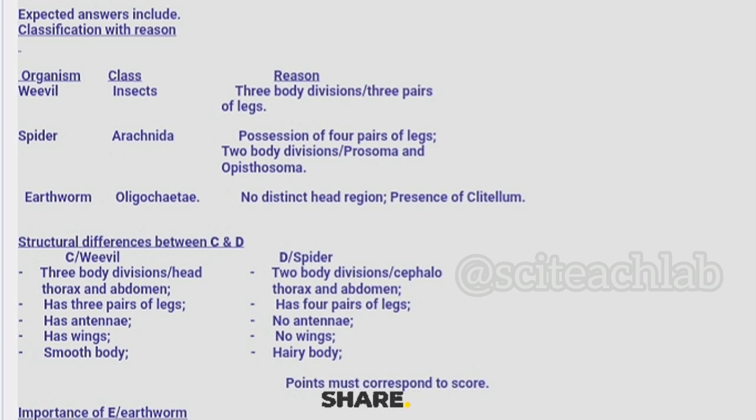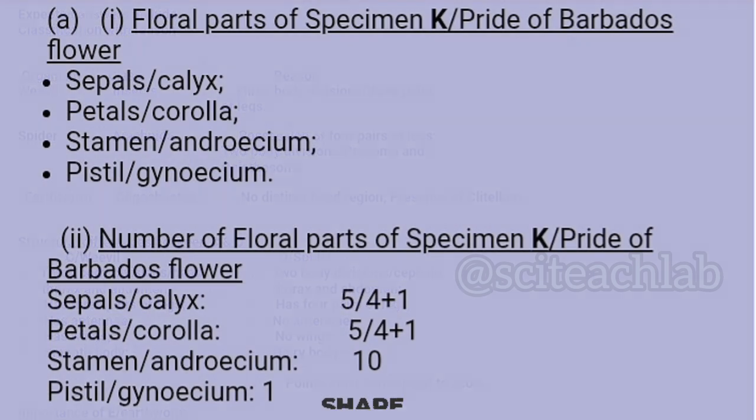That's specimen B. Now we get to specimen C, Pride of Barbados. What are the floral parts of Pride of Barbados? The sepals or the calyx, the petals or the corolla, the stamen or the androecium, and the pistil or the gynoecium. Those are the floral parts that produce flower.